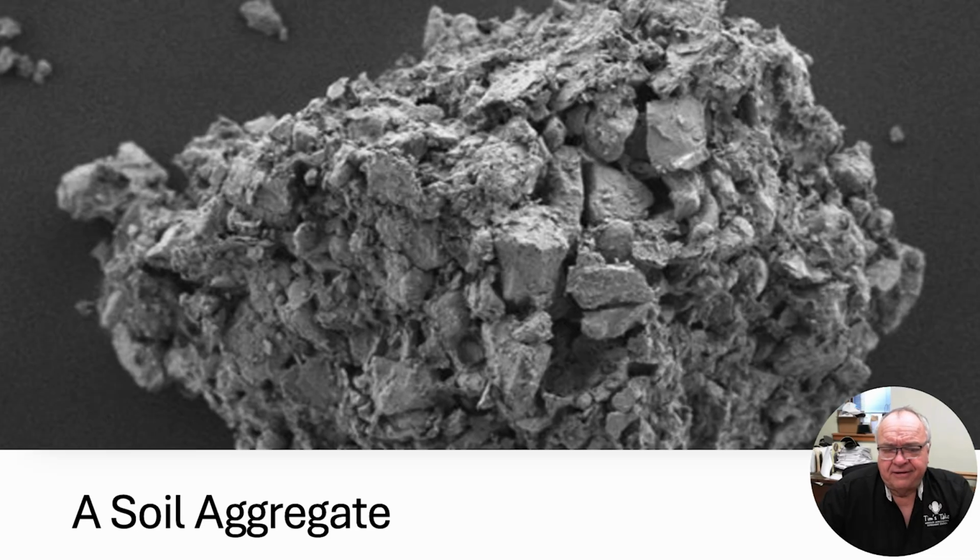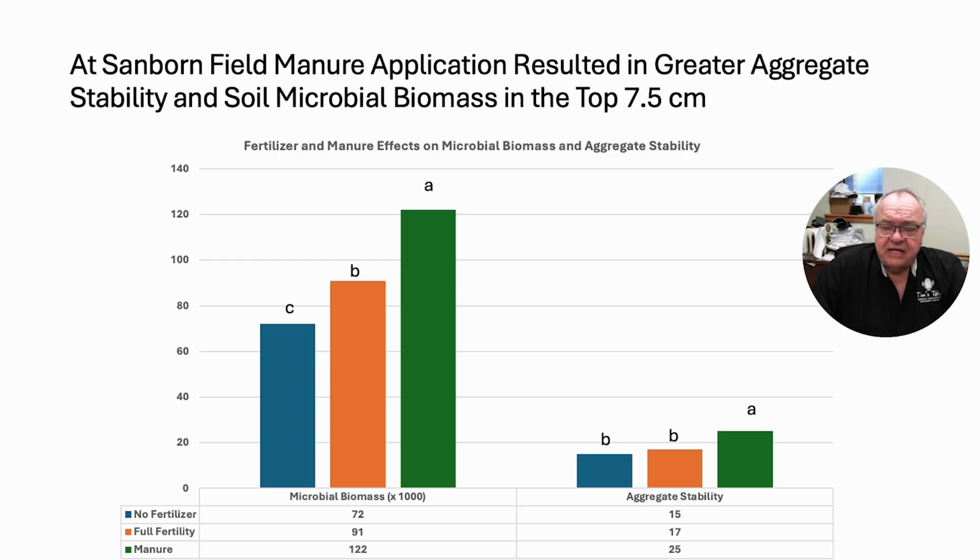Here is a microscopic close-up of a soil aggregate, and you can see that many small aggregates are put together to form a larger aggregate. It's really important that these can stay together in case we have rain or any other kind of environmental factor. If they don't stay together and they just collapse, then we don't have good water holding capacity or soil aeration. Now, at Sanborn Field, we have 130-plus years of research on these different plots.